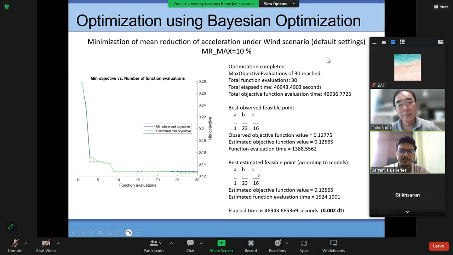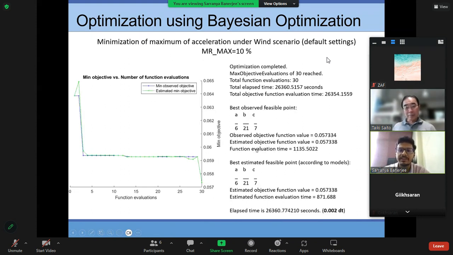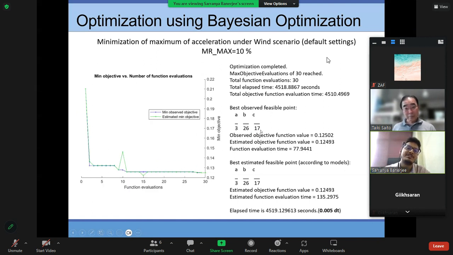But the good part is that the results are showing whatever is expected. Again, for the mean reduction also, it is showing that we should have all the TMD mass concentrated at the top floor, and the damping ratio is giving some value, 16%. This damping ratio is actually new, because we cannot estimate this damping ratio without conducting this kind of optimization study.